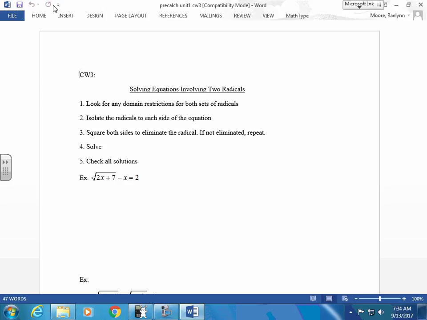And because we square both sides and we force everything to be positive, we definitely have to check our answers. Kind of like an absolute value, anything that you take a square root of, that you do these things, you're going to have to check all your solutions. So let's start with the real basic one.